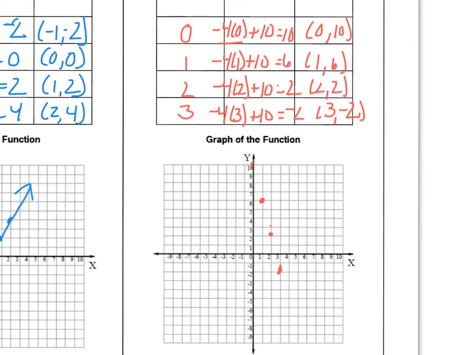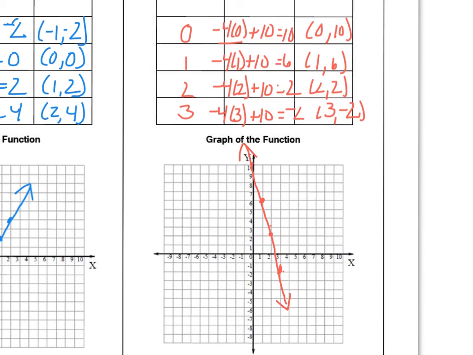Sort of there, right there. Those 4 ordered pairs line up in a straight line, and I'm going to connect them as best I can. I'm going to put arrows on my line to show that it's a line and not a line segment. And that is the graph of the function y is equal to negative 4x plus 10.